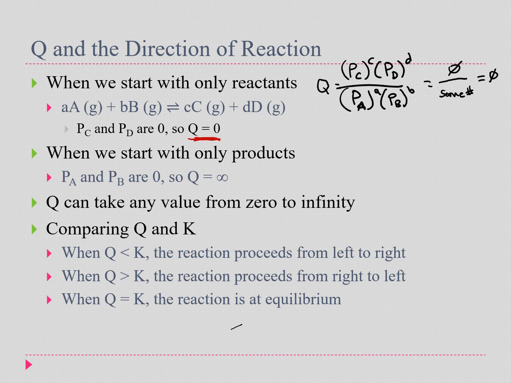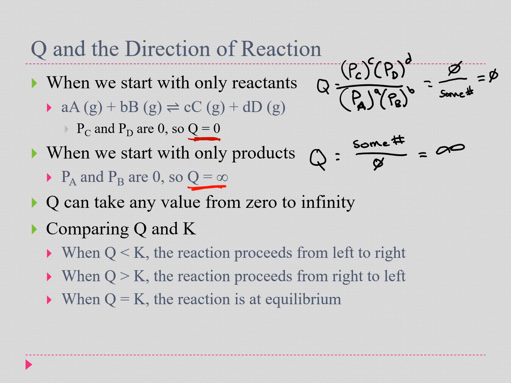If we start with only products, then Q is going to be equal to some number divided by 0. We don't have any reactants in this case. Well, any number divided by 0 is infinity. And so our Q is infinity in that case. So our Q can go from 0 to infinity. It could be any number in between those two.